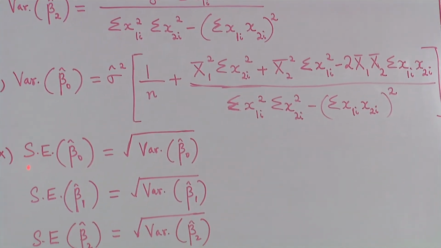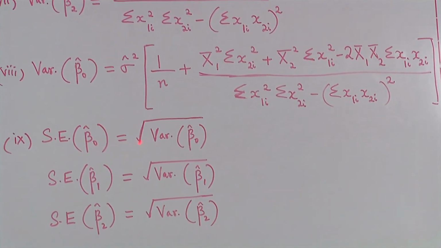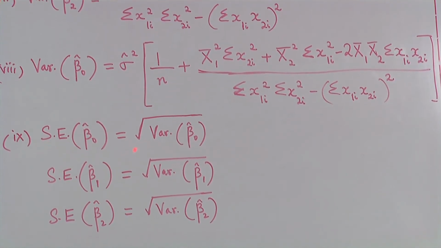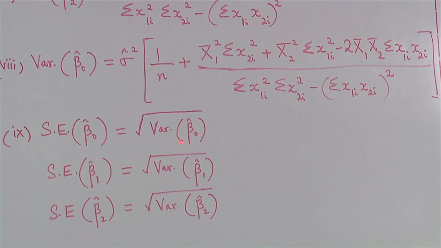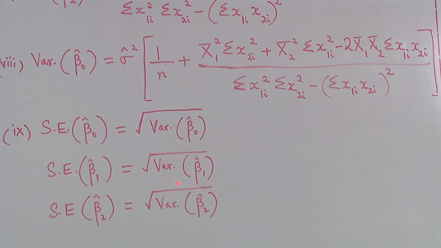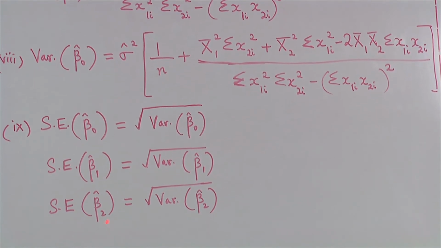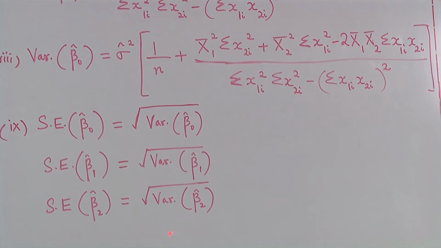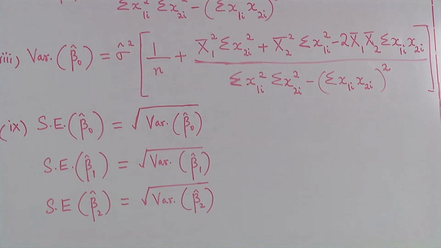Standard error is very easy to compute; it is nothing but the root of the variances. So, the standard error of beta naught hat is equal to the root of the variance of beta naught hat, the standard error of beta 1 hat is equal to the root of the variance of beta 1 hat, and the standard error of beta 2 hat is equal to the root of the variance of beta 2 hat. So, this is how the major estimate formulas are given here for an MLRM model.